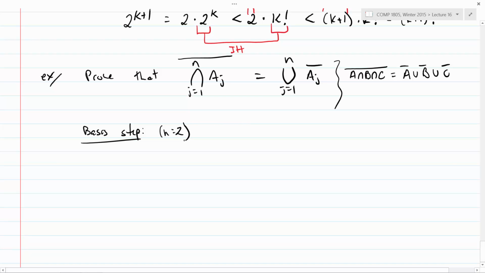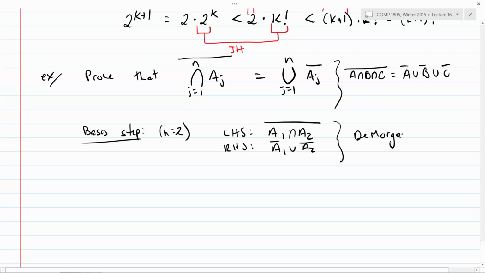All right, so when n equals 2, the left-hand side is a1 intersect a2 complement. The right-hand side is a1 union a2, where both of them are complemented. And we know this is true because this is De Morgan's law. And if you still don't believe that that's true, then do a membership table, and you'll see that it is.